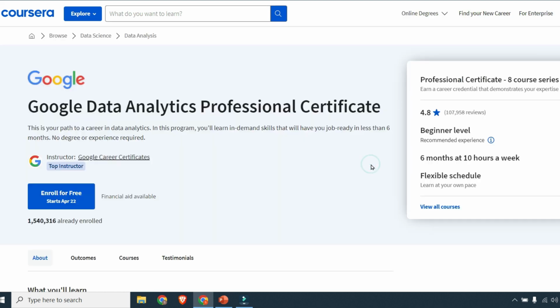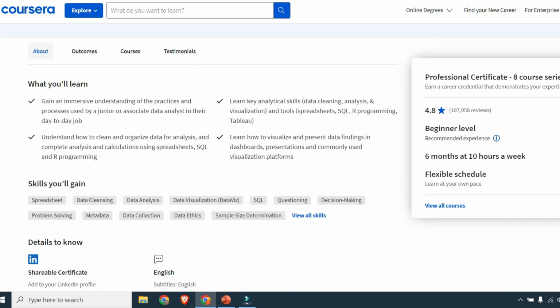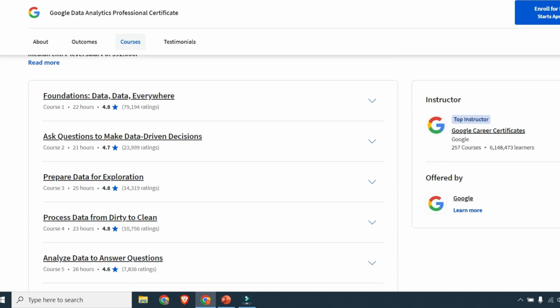So the main one, which has a lot of attention online and a lot of people have done it, you can see here over 1.5 million have already enrolled into this course. It's sponsored by Google. It's the Google Data Analytics Professional Certificate. It's for complete beginners. It has a 4.8 star rating, which is very high. It's about 6 months to finish at 10 hours a week, and it's flexible. So basically, it's just for complete beginners. It covers all of the skills that we talked about previously. The only thing I don't like about this is that they use the programming language R instead of Python. That's annoying, but you just have to do it. So have a look at this link. It goes through everything here.